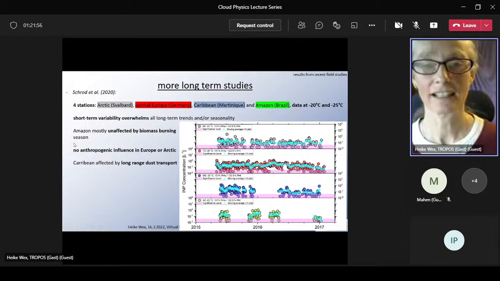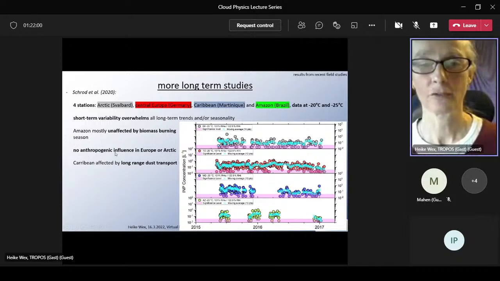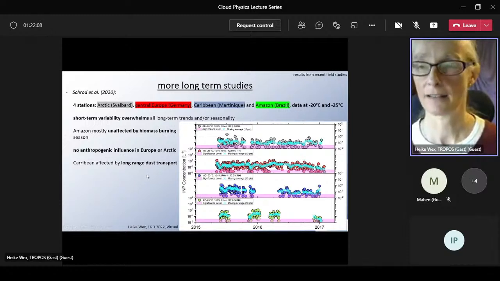Amazon was mostly unaffected by biomass burning. There was no anthropogenic influence in Europe or the Arctic. And the Caribbean was affected by long-range dust transport. So that all fits to what I think we understood in the past years.